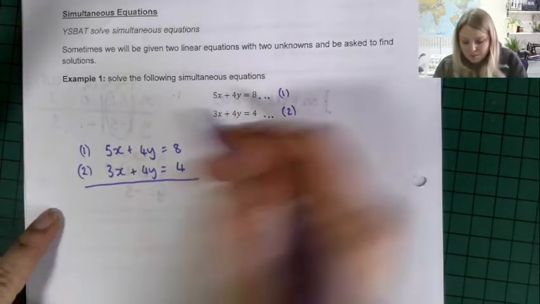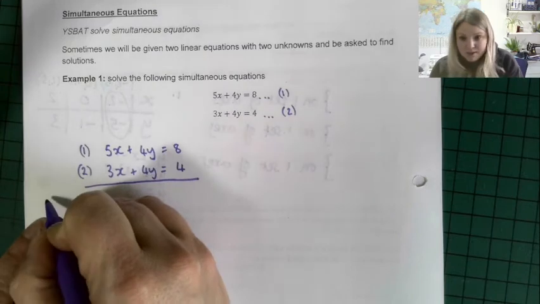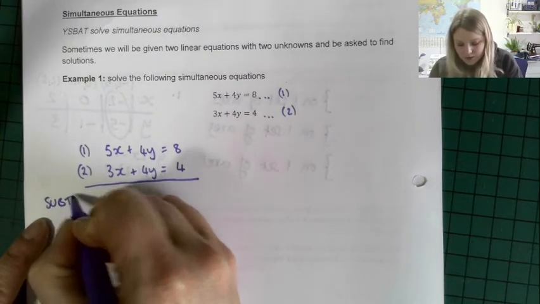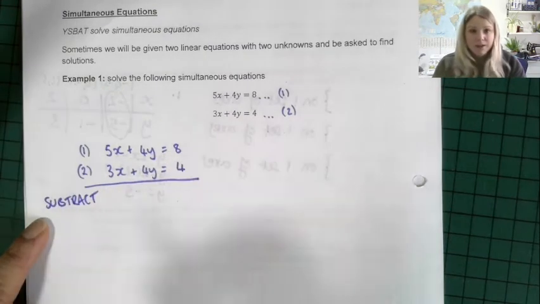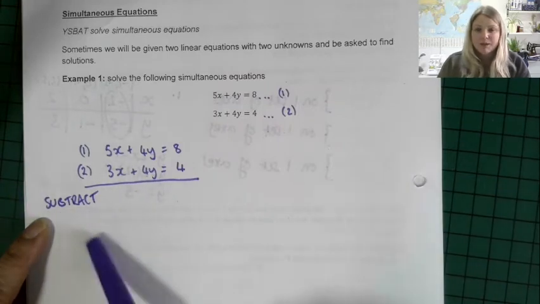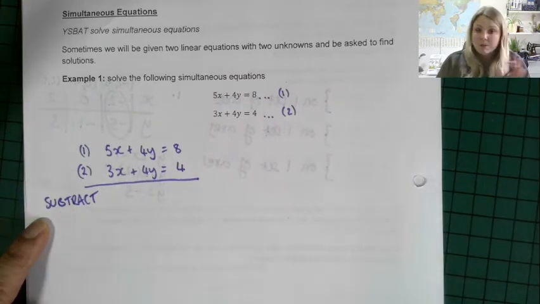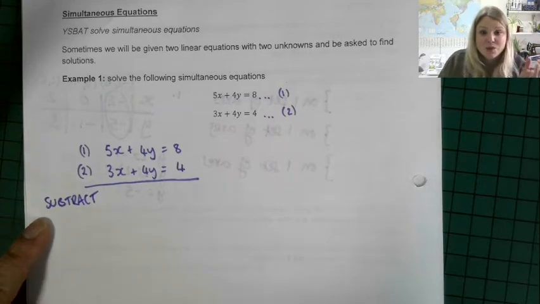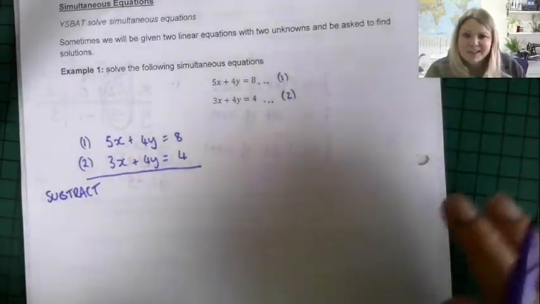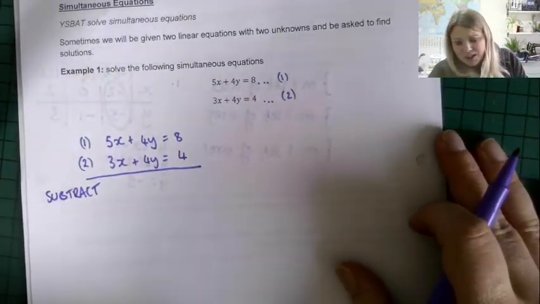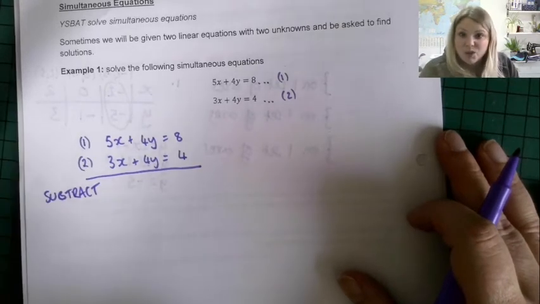Okay, so I always write in big massive letters, either subtract or add. The reason I write it in big capitals like that is because sometimes you're adding and sometimes you're subtracting, and it's so easy to forget halfway through which one you're doing and accidentally do the wrong one.